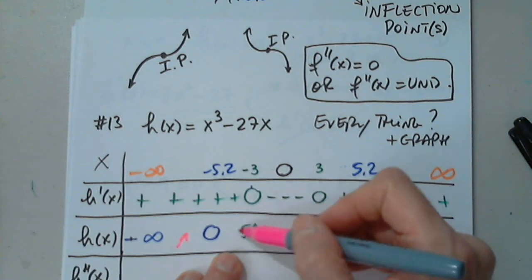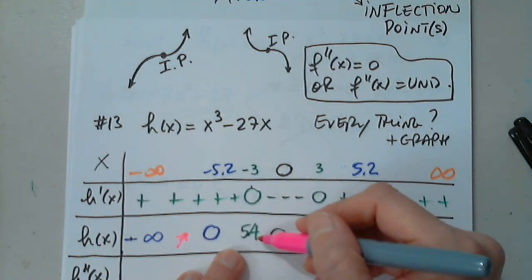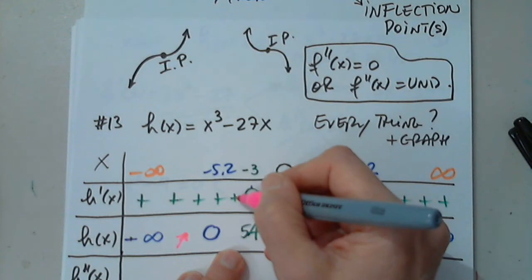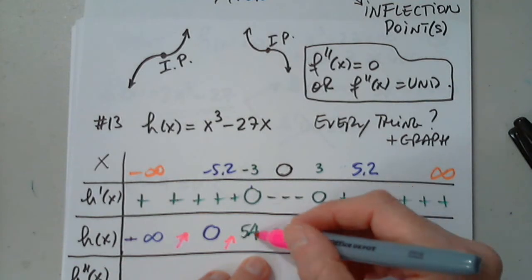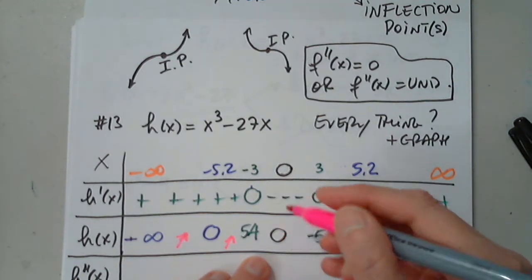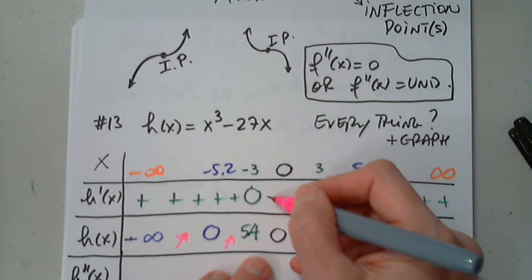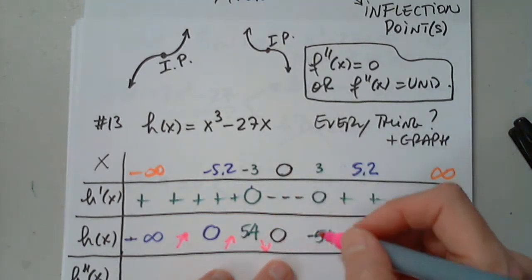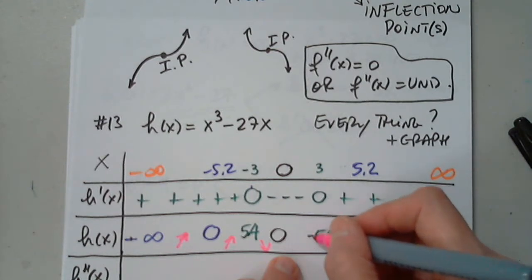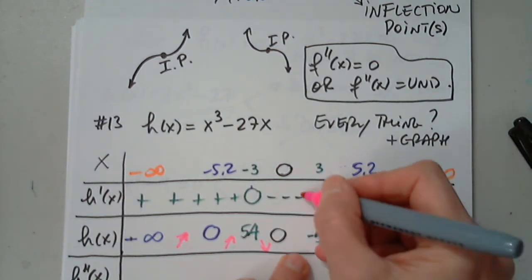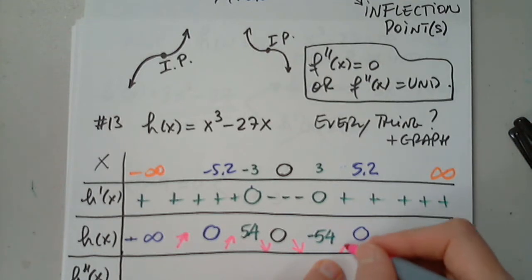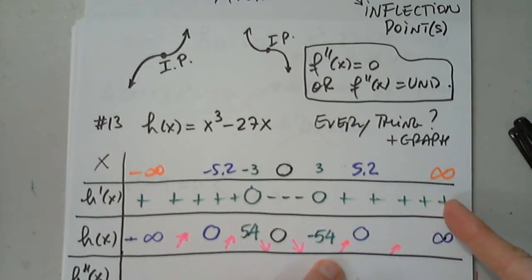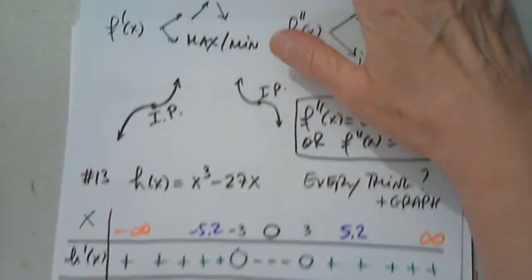From 0 to 54, what does the function do? Increase. Is that supported by the sign of the first derivative? Yes. From 54 to 0, what does the function do? Decrease. Is that supported by the sign of the derivative? Yes. Perfect. From 0 to negative 54, what does the function do? Decrease. Is that supported by the sign of the first derivative? Yes. Excellent. Finally, from negative 54 to 0, you got the pattern. Now I finished the increasing, decreasing.